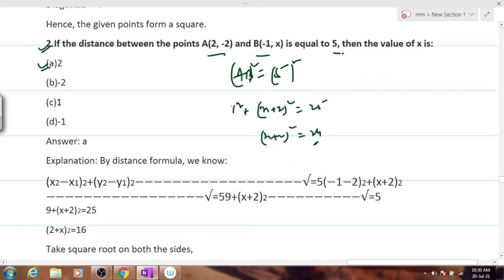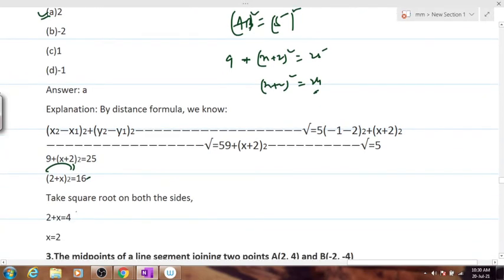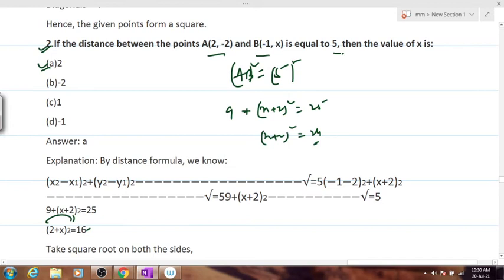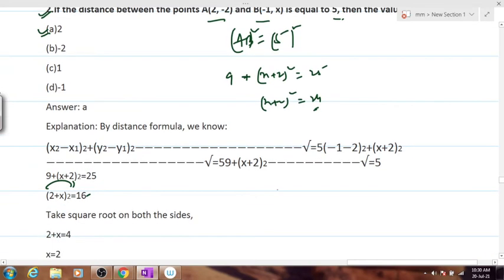Acha, this will be 9. This plus this. This will be 16. Clear? This will be 4, then 2. Clear, everyone? The answer could have been minus 2 also. Now you will say how? I hope this step is clear to everyone. Clear, yes or no? 16.